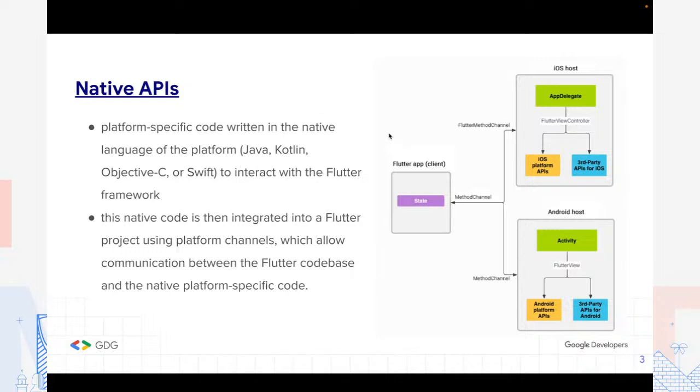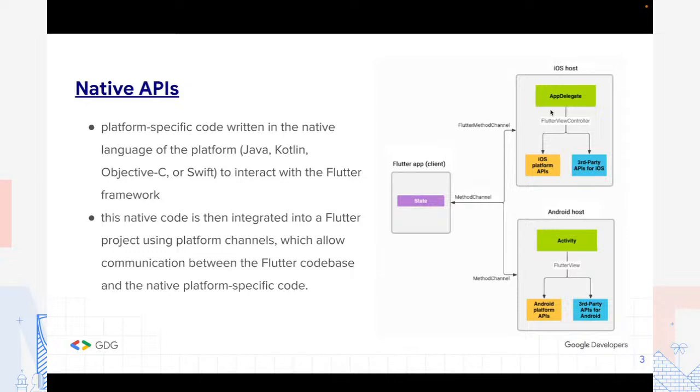So just to give you an overview, let's say this is our client app, the Flutter app, and then we have the iOS host and an Android host. So two platforms with whom we want to communicate using the platform specific code. So the way it works with iOS host is we're going to use something called Flutter method channel that is going to help you in communicating between the Flutter app and the iOS host.